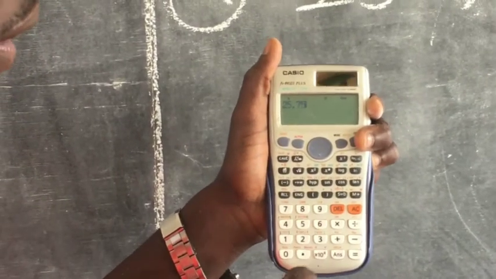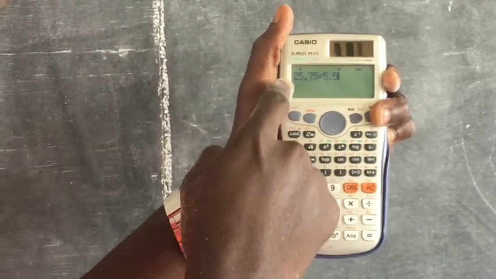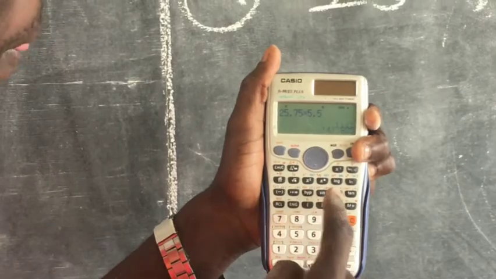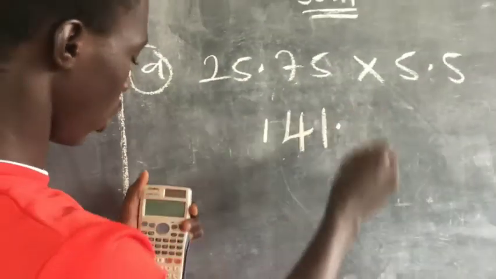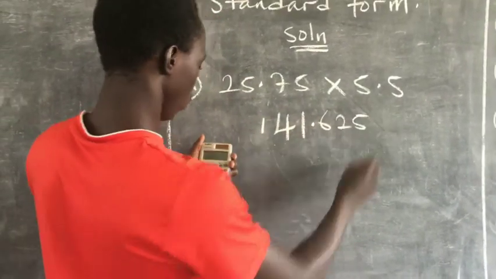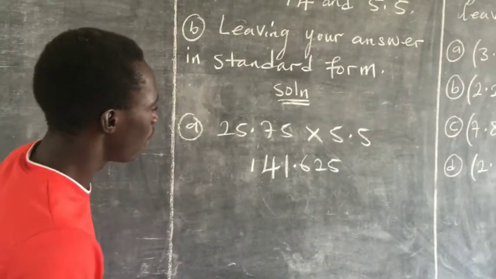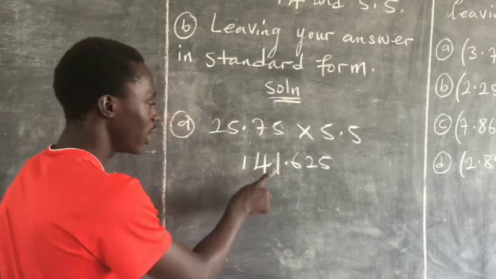75 multiplied by 5.5. 25.75 multiplied by 5.5. That will give you 141.625. Now, this is what you got: 141.625.